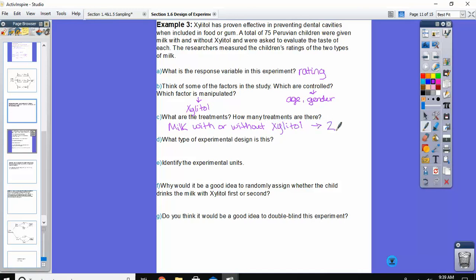So there are 2 treatments in this. You either have plain milk or you have milk with the xylitol in it. Experimental design. Okay, in this situation, the children don't know which type of milk they're drinking, but we can assume that the researcher does.